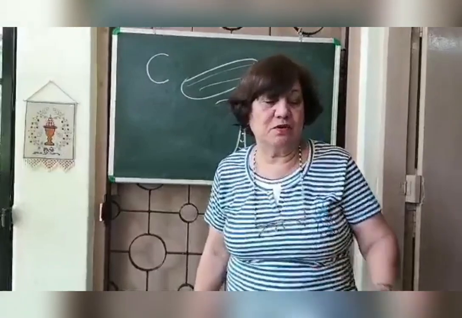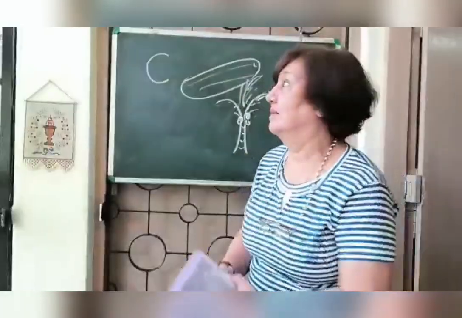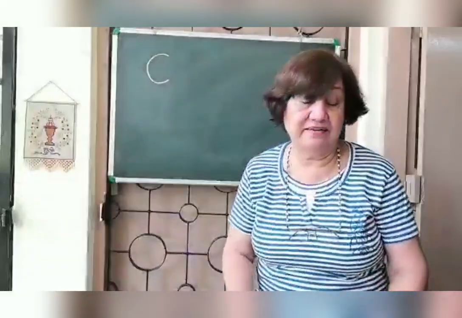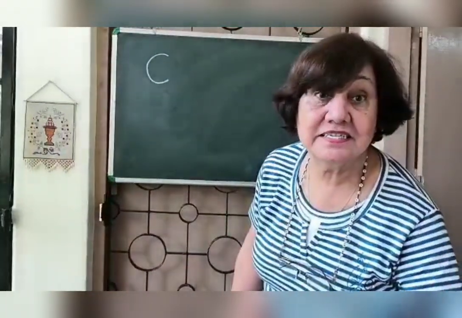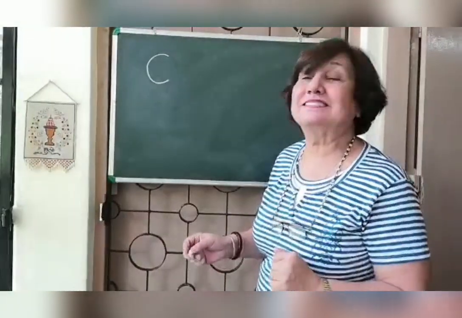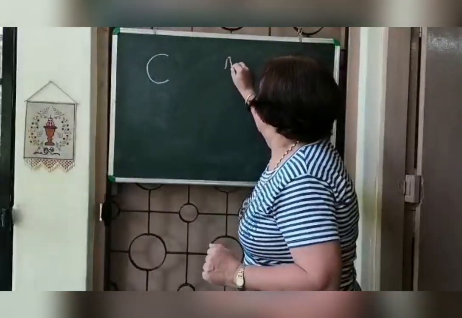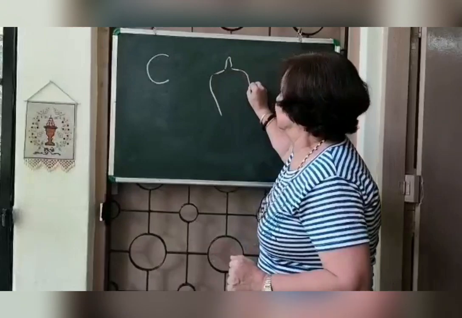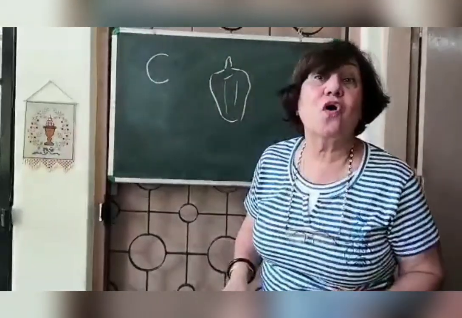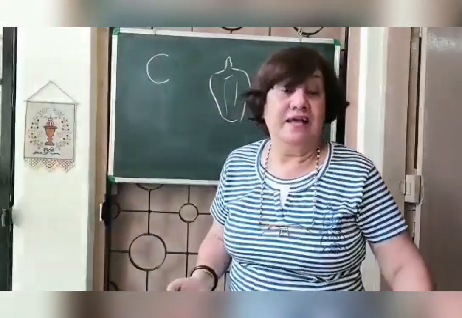I forgot to tell you about one more vegetable. And your mummy puts it in chow mein. You like chow mein, isn't it? And in fried rice. You know what that is? That's a capsicum. Yes. And this capsicum is green in color. You can eat it raw also. Okay?